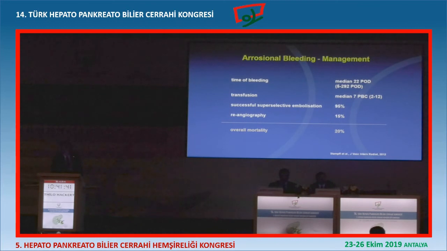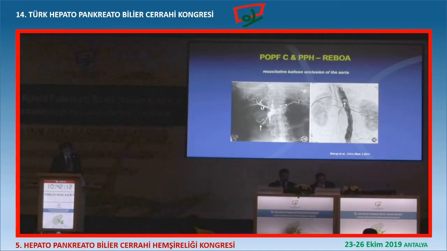Timing of the bleeding was approximately 3 weeks after the Whipple procedure, which means you have an ongoing septic fistula behind, and then after 3 weeks this explodes. Transfusion, 7 units of packed red blood cells. I think this is quite impressive. The radiologist could help us in nearly all of the patients. Sometimes they needed 2 angiographies for that, but still, despite this, overall mortality was 20%. So complicated fistula leading to bleeding is a really severe complication where you do need a good salvage strategy to save the patient in the end.